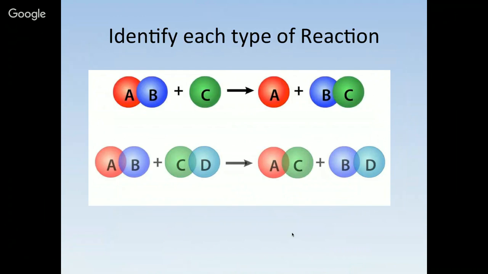All right, so we're looking at this. We see A and B as a compound and C on its own, and then it's switching spots. A is coming out to be by itself, and then we have B and C as a compound. Down here, we have one pair, A and B, and C and D, and then they're switching partners and becoming A and C, B and D. So if you answered that the first one was a single replacement reaction, you are correct. And the second one would be a double replacement reaction.